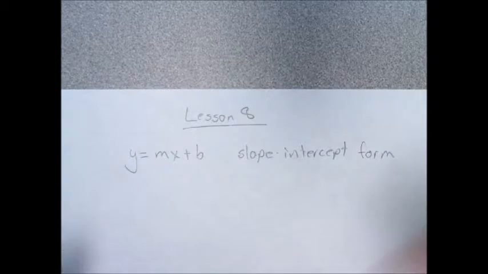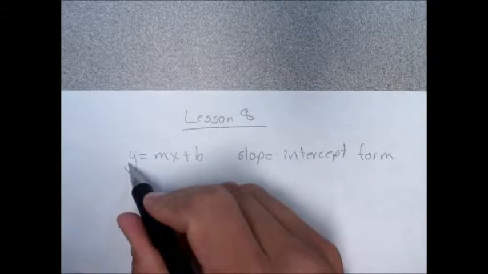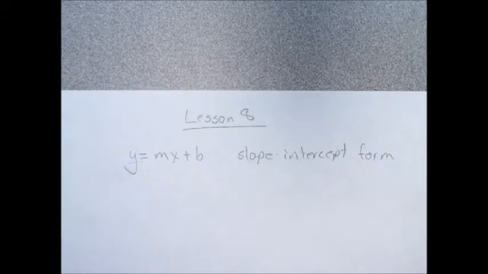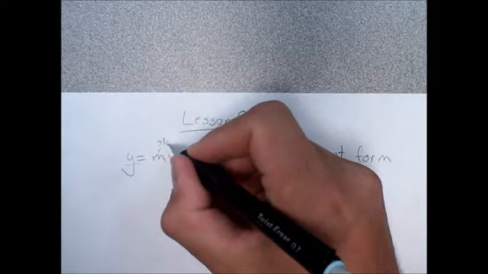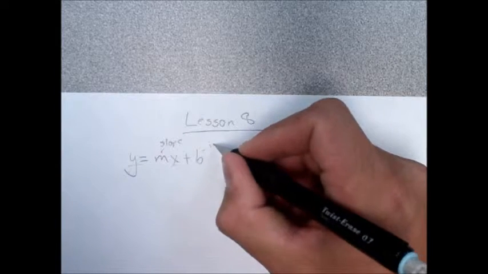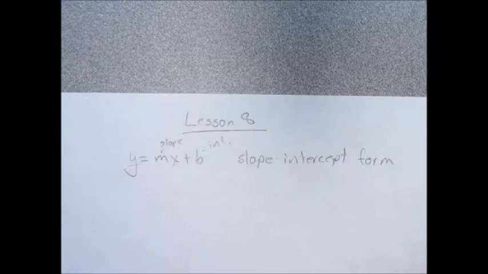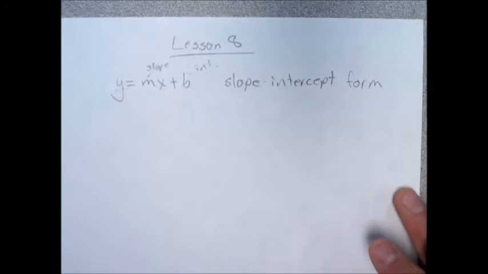So y equals mx plus b is a two-variable equation, one which we will solve for. The two variables here are y and x. M and b stand for something. M stands for slope, and b stands for the intercept. So those aren't variables here. They actually end up going in as numbers.